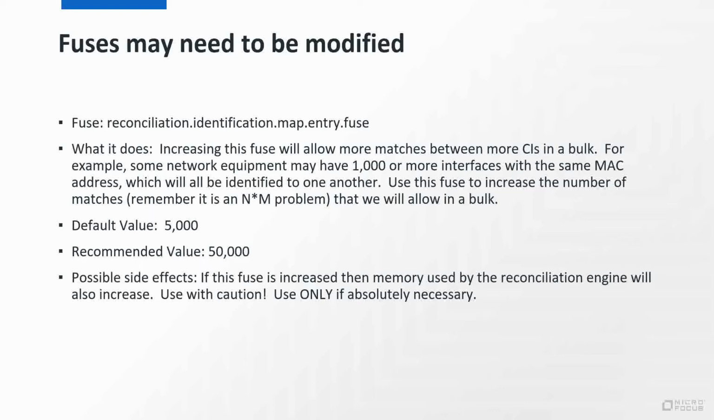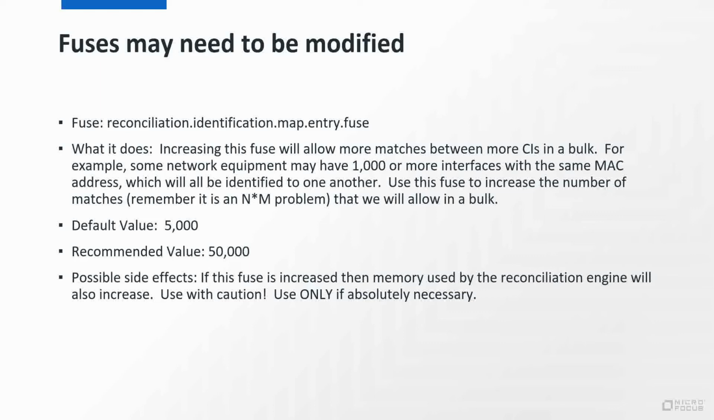So let's say that I have 1,000 CIs that I'm pushing and they all identify to one another. That's not just 1,000 for the identification map entry fuse. The number that we would see for this would be 1,000 times 1,000. It's an M times N problem. That means that this fuse would need to be increased to 1,000,000 to let a bulk of 1,000 where we had all of those matching.